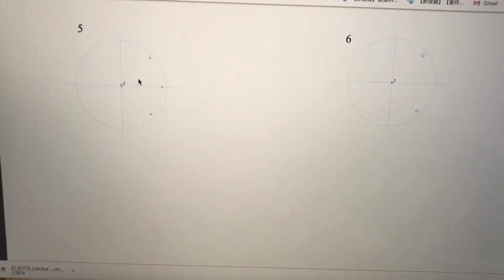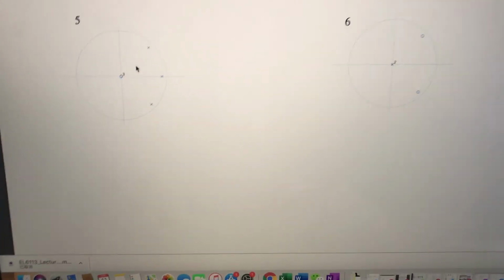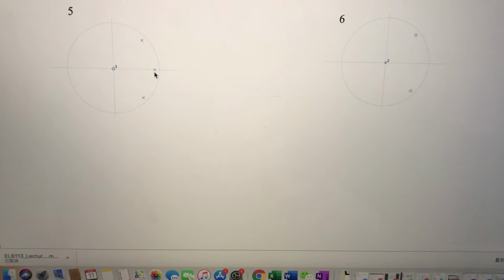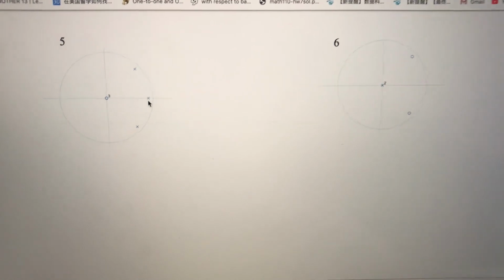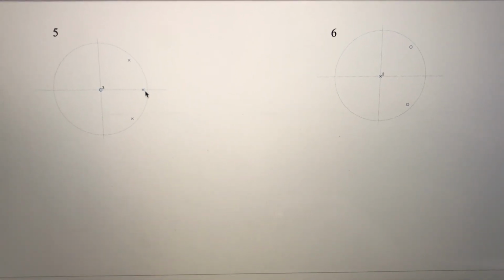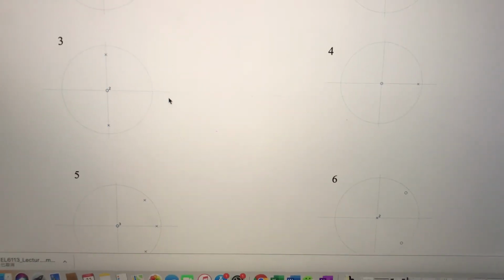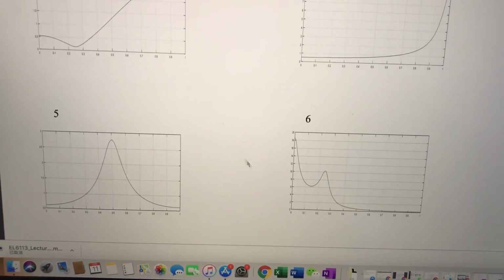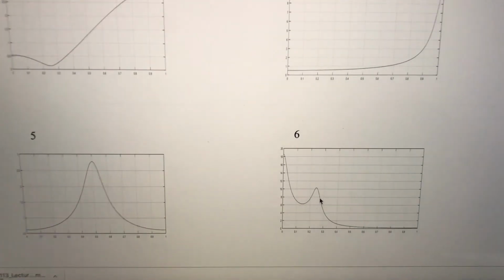Let's look at diagram 5. We have 3 zeros. 2 of them are complex numbers and 1 of them is a real number. So around the angle pi over 4, the frequency will come close to a peak, and when omega equals 0, it still comes to a peak. So we can see that it's this one. It has a peak at 0 and another peak at pi over 4.